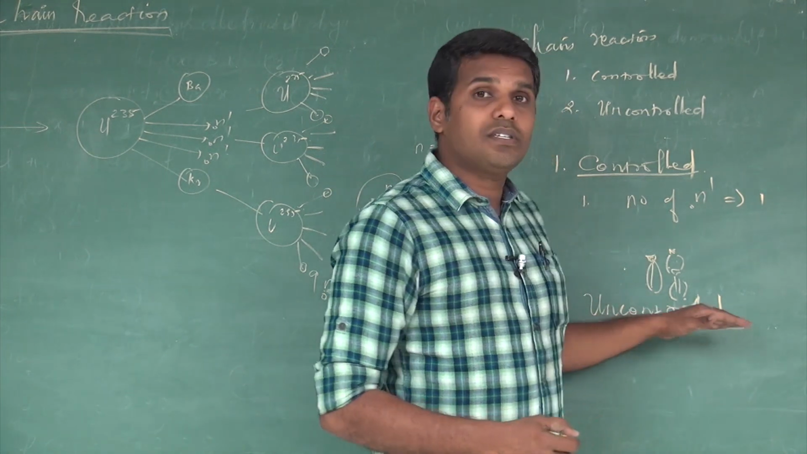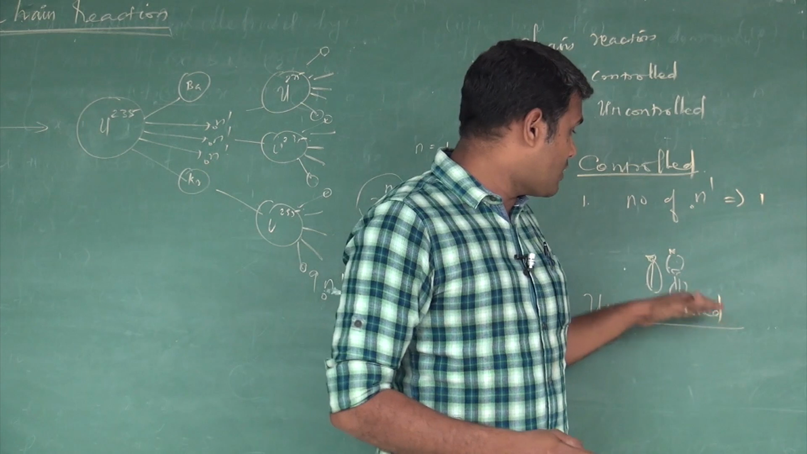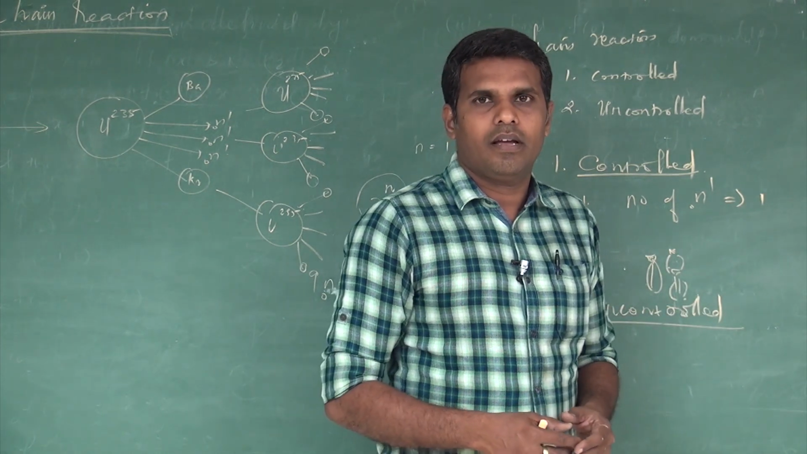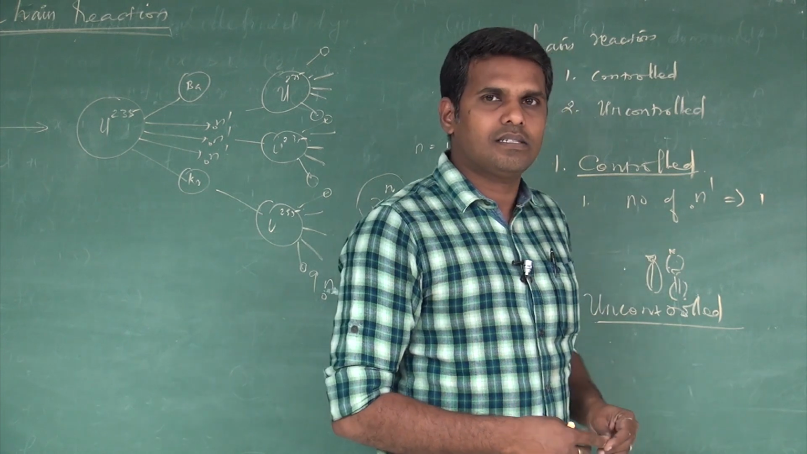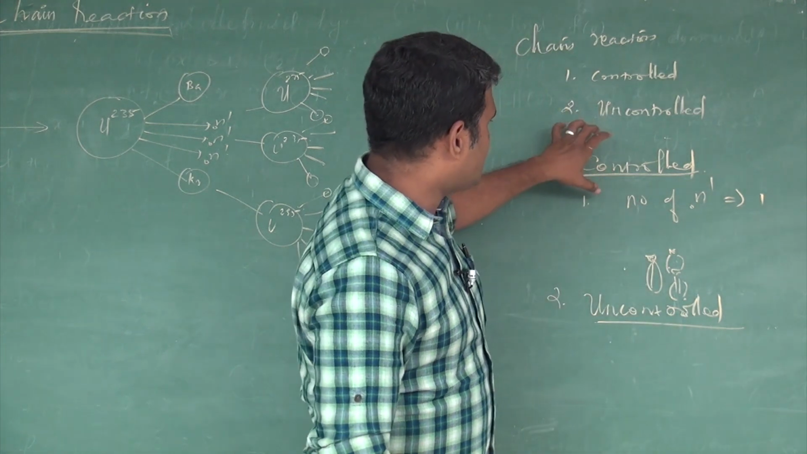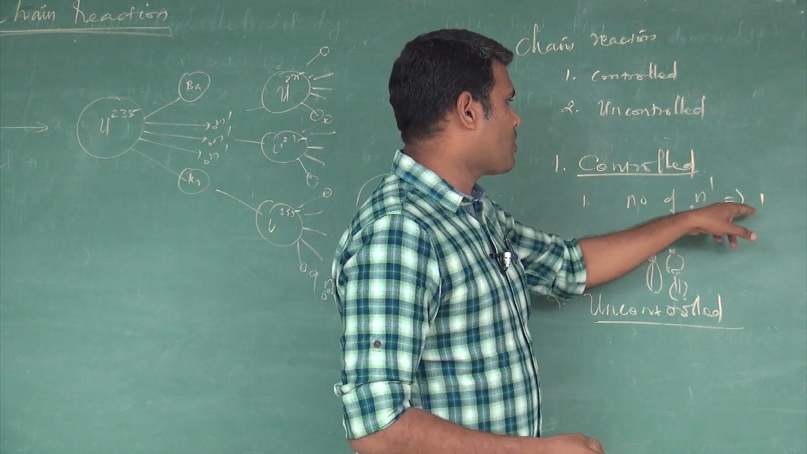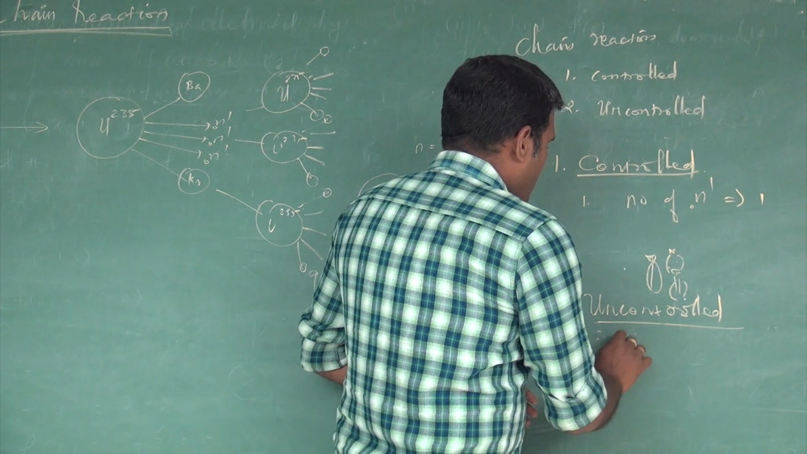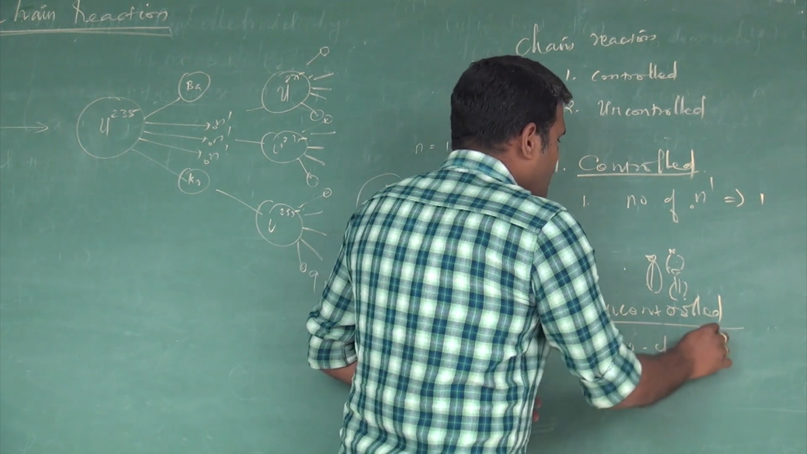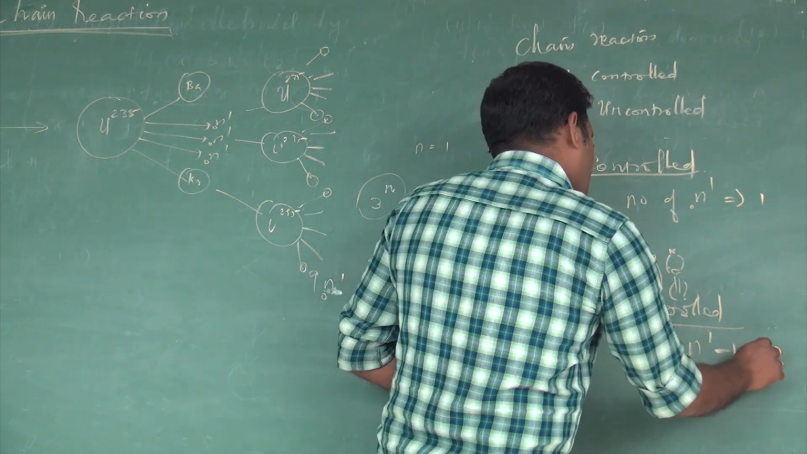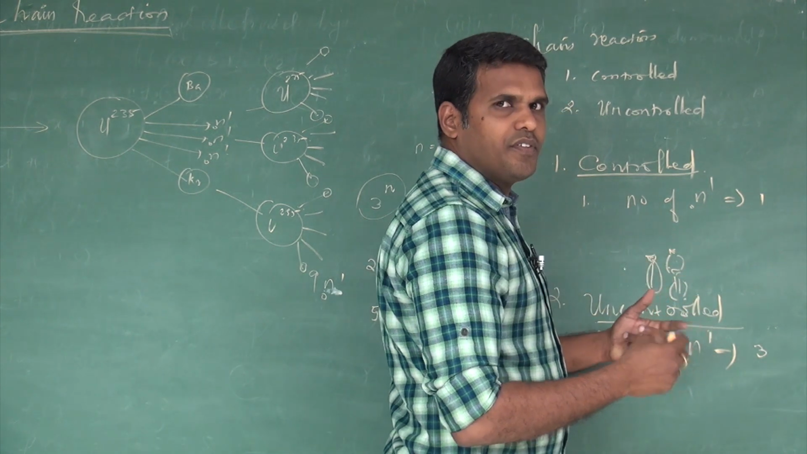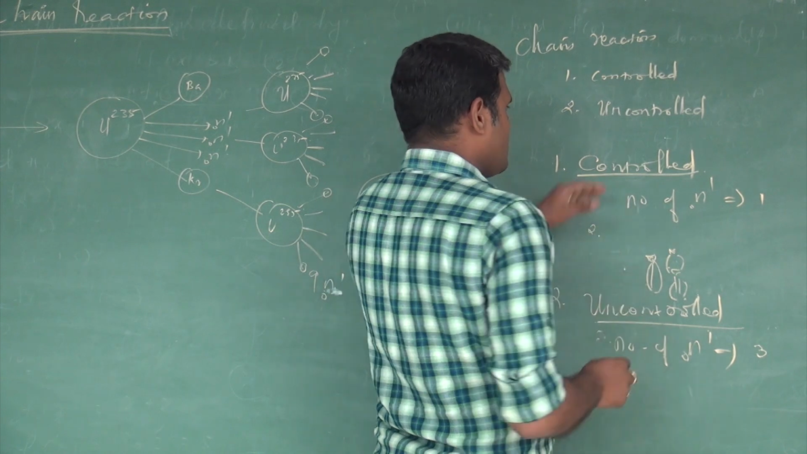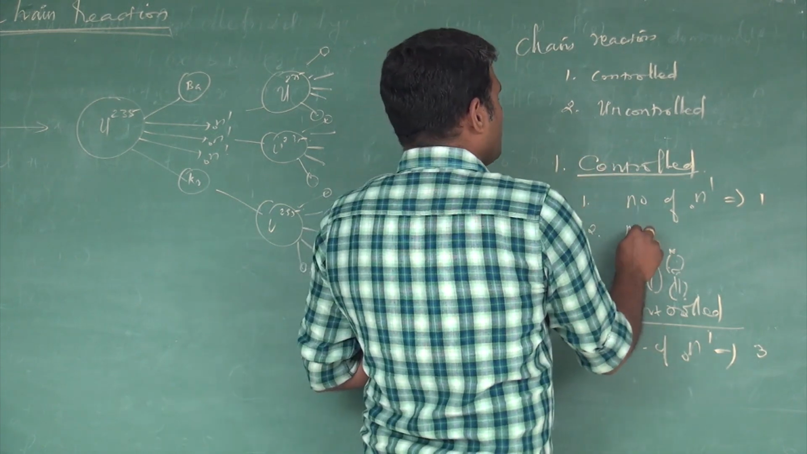Where is this uncontrolled fission chain reaction used? It is used in the construction of the atom bomb. So we can say in a controlled fission chain reaction, the number of neutrons producing fission reaction is 1. Here the number of neutrons undergoing fission reaction is all the 3, if it is a 3 neutron fission. If it is a 2 neutron fission, then it is 2. Where do you use this controlled fission chain reaction? In a nuclear reactor.